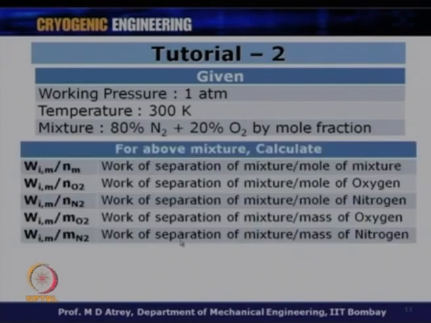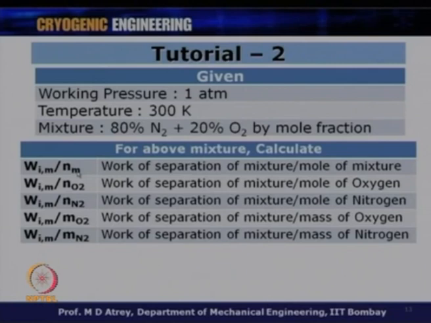Now, the nomenclature that we are going to follow from this lecture onwards is to understand this, and these are the terms which normally will be used. So, what is Wim by Nm? That is work of separation of mixture per mole of mixture. So, when I say Wim, this is work of separation of mixture. When I say Nm, that is mole of mixture. So, this is nothing but work of separation of mixture per mole of mixture.